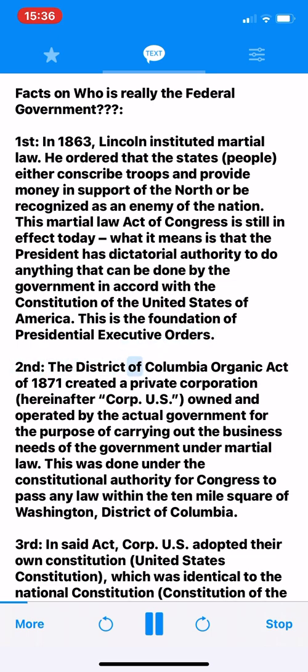Second, the District of Columbia Organic Act of 1871 created a private corporation, hereinafter Corp. U.S., owned and operated by the actual government for the purpose of carrying out the business needs of the government under martial law. This was done under the constitutional authority for Congress to pass any law within the 10-mile square of Washington, District of Columbia.